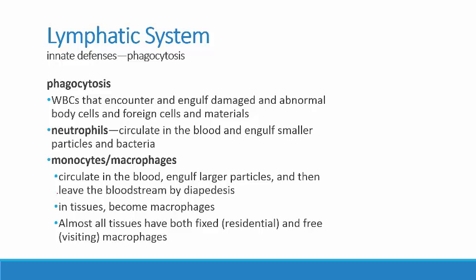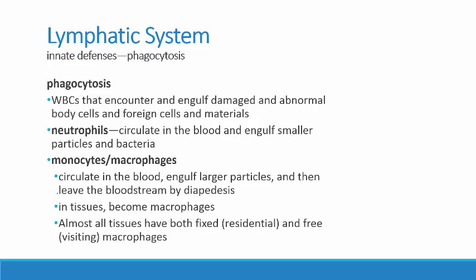So remember, it's white blood cells that are responsible for phagocytosis, and there are two kinds of white blood cells that phagocytize, and they will engulf damaged or abnormal body cells and any foreign cells that they encounter or any materials that don't belong in the body. So one kind of white blood cell is a neutrophil. These are the smaller ones that circulate in the blood and engulf really small particles or bacteria.